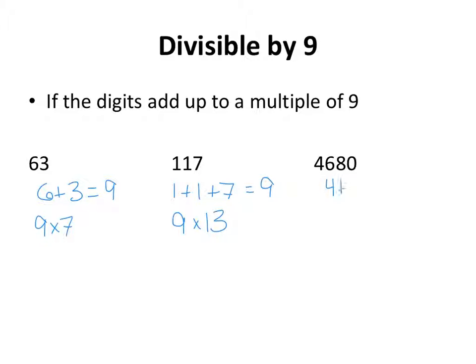4,680. 4 adding 6 is 10. Add 8 for 18. Adding 0 still leaves us at 18. 18 is a multiple of 9. 4,680 is 9 groups of 520.